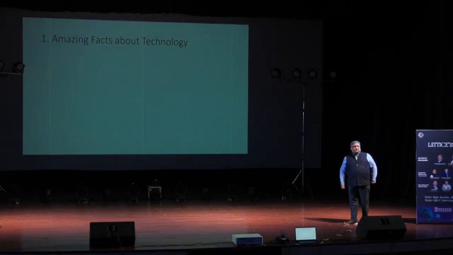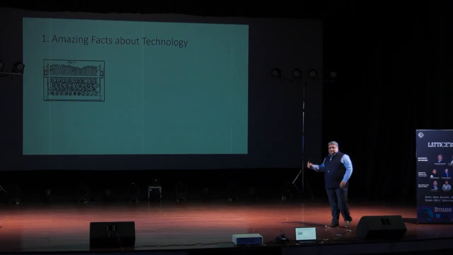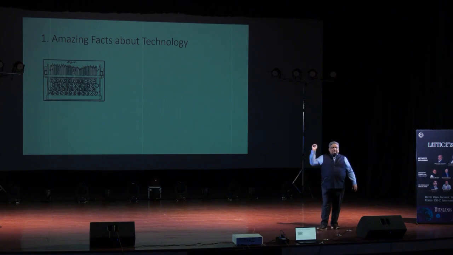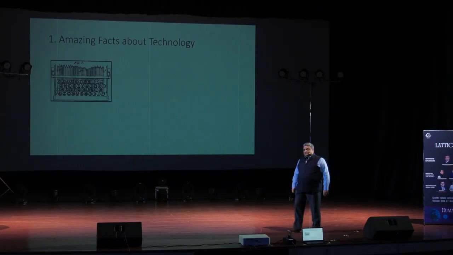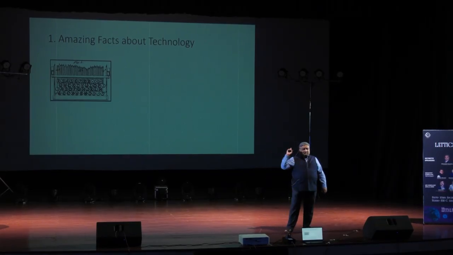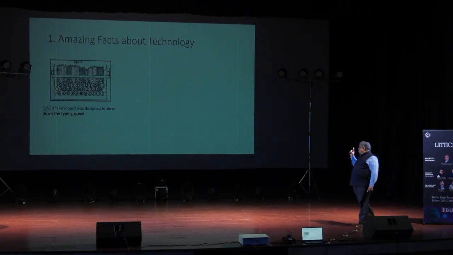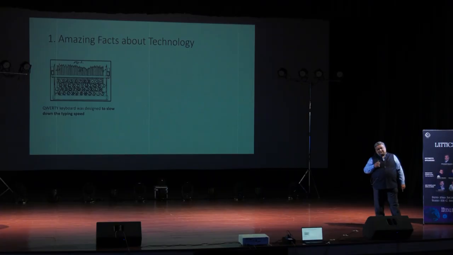Fantastic. So now I have some 4 or 5 quiz questions. Please tell me, what is this? Why was this invented like this? What's unique about it? No. It's the QWERTY keyboard, right? What's unique about QWERTY? The QWERTY keyboard was designed to slow down the typing speed. Did you know that?